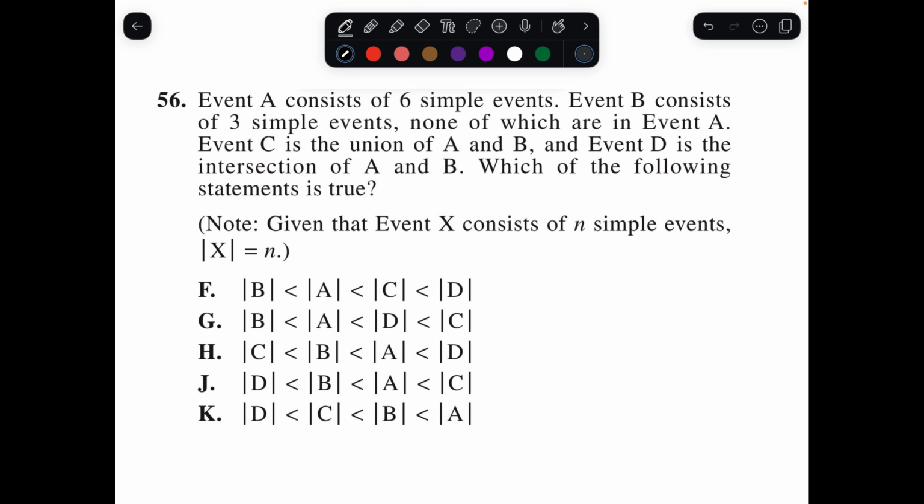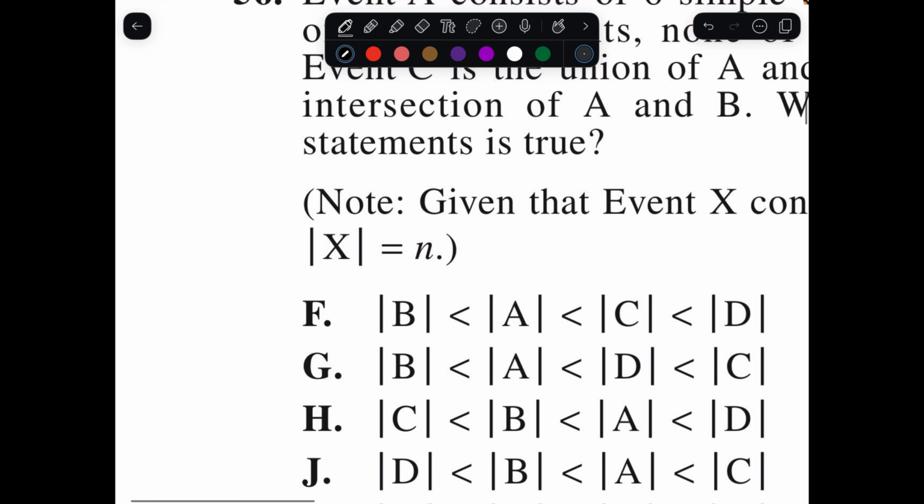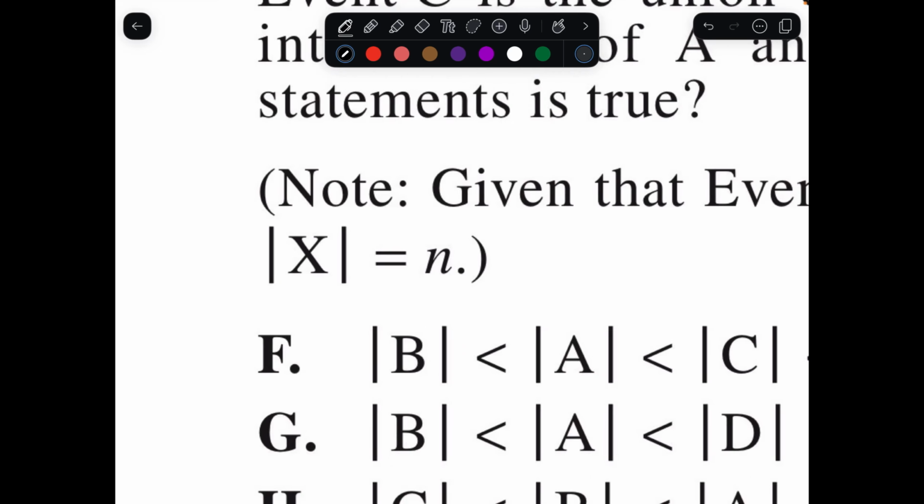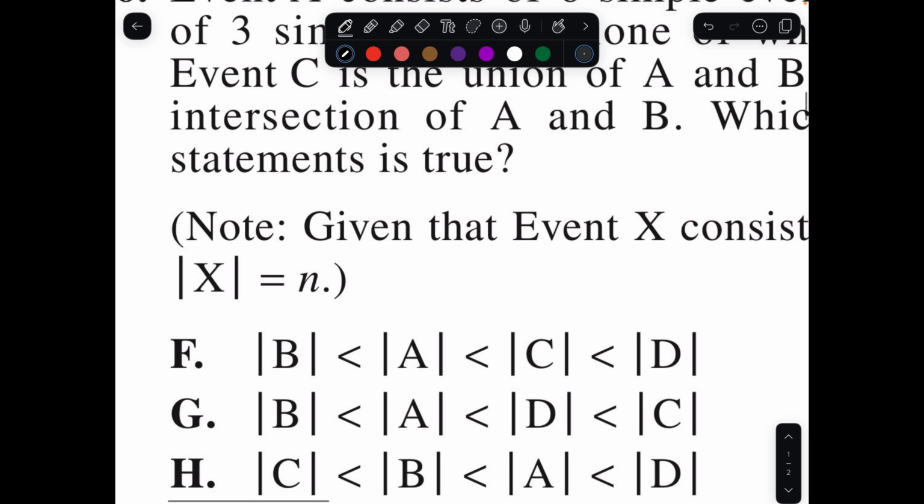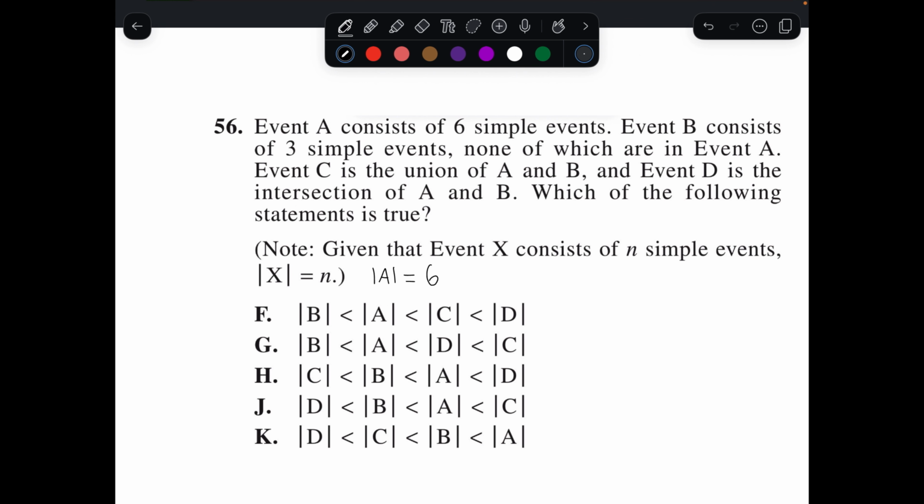Question 56 says, event A consists of 6 simple events, event B consists of 3 simple events, none of which are in event A, and event C is the union of A and B, and event D is the intersection of A and B. Which of the following statements is true? And then it also tells us that event X consists of n simple events, where this notation means event X has n amount of simple events. So for example, event A has 6 simple events, right?